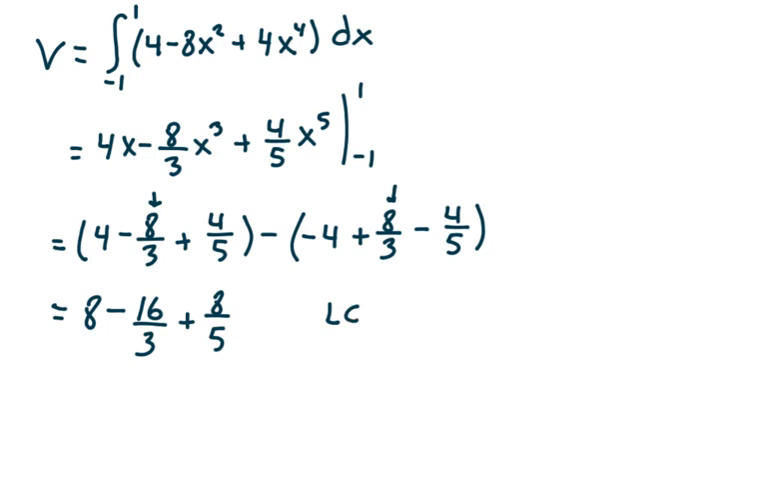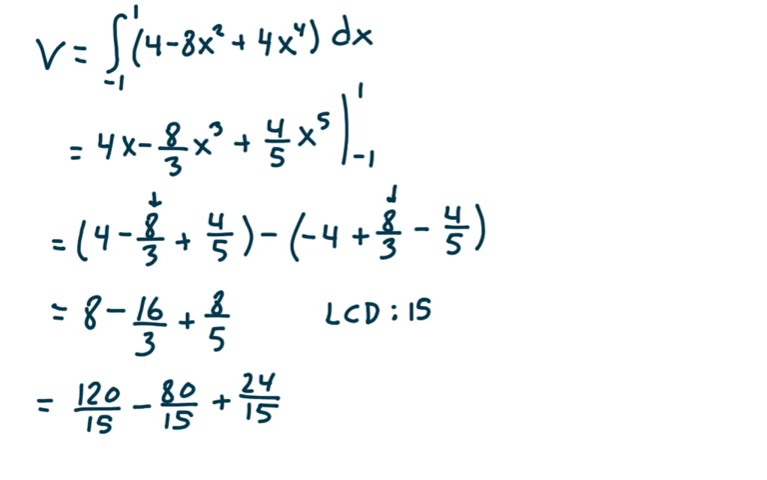So the LCD here is 15. And so I'm going to write this as 120 over 15 minus 80 over 15 plus 24 over 15. So the correct answer here should be 64 fifteenths. And that's how we do number 11.